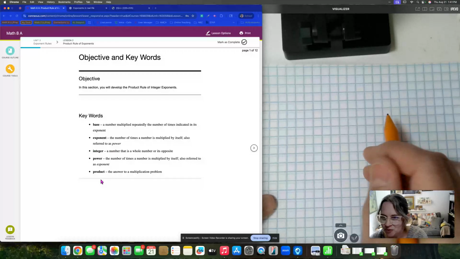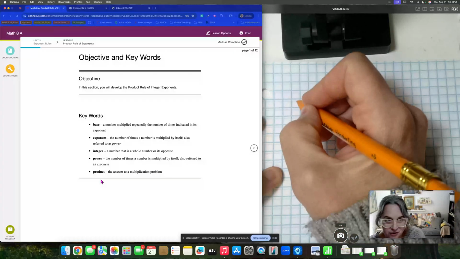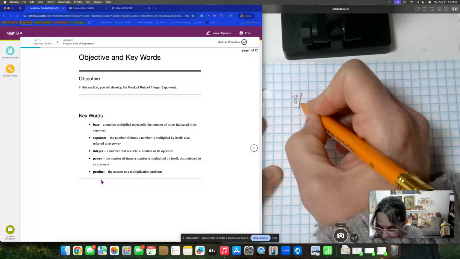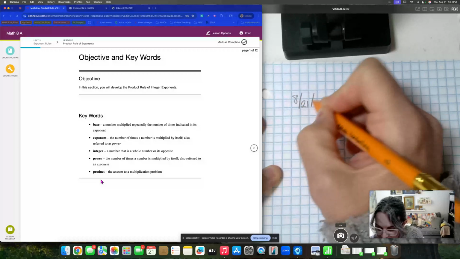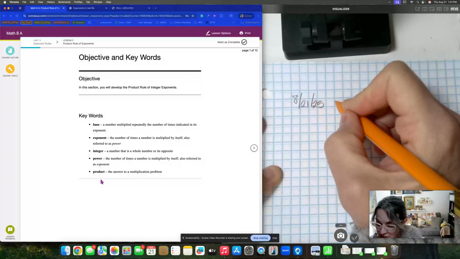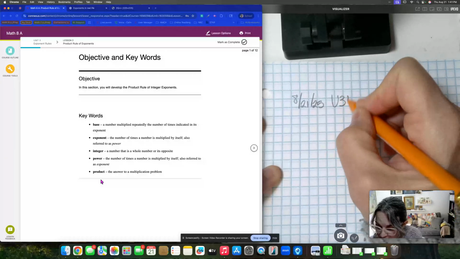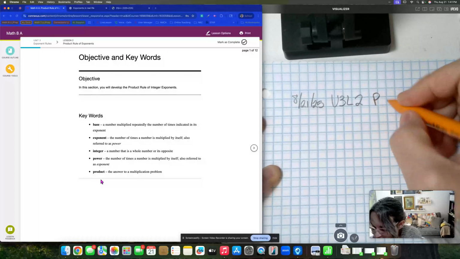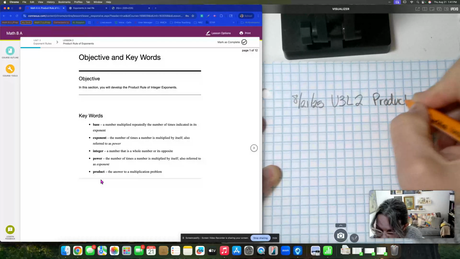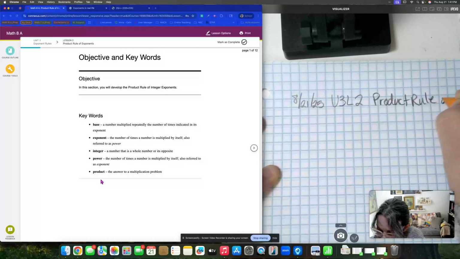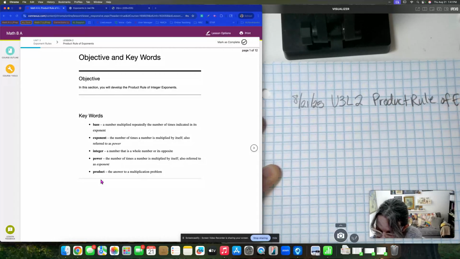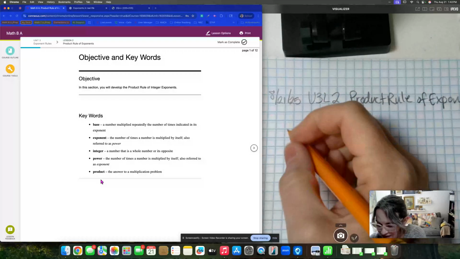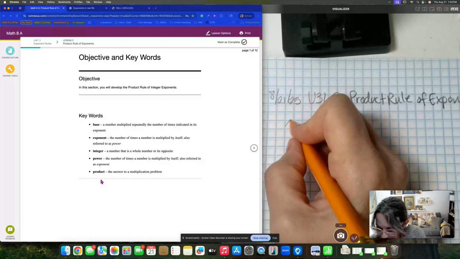And so what you need to know here, if I was taking notes, I would write the date. I'm recording this on the 21st. And then this is Unit 3, Lesson 2, Product Rule of Exponents. It's helpful to write that title. Okay, and then what you really need to do here is hopefully write an example.